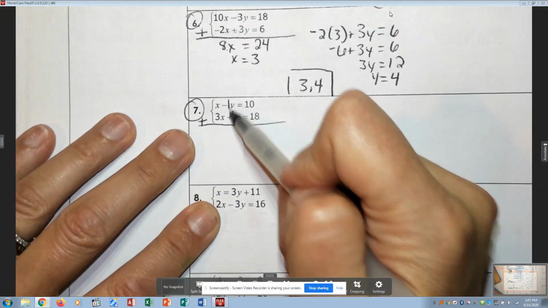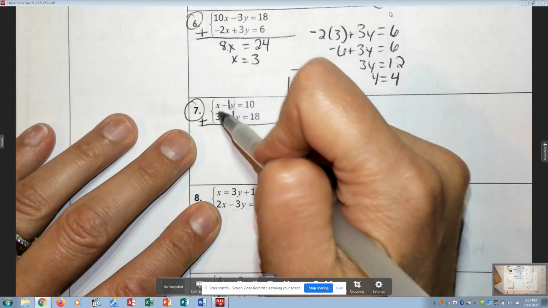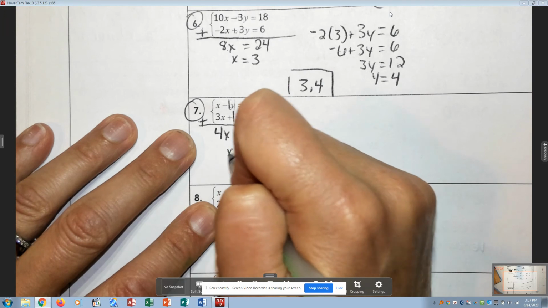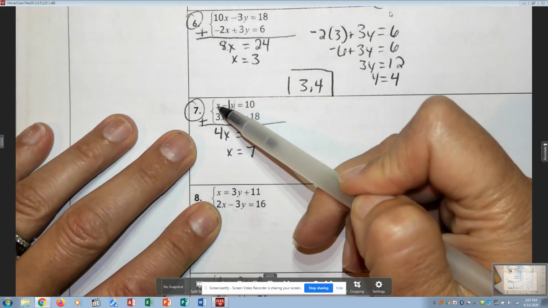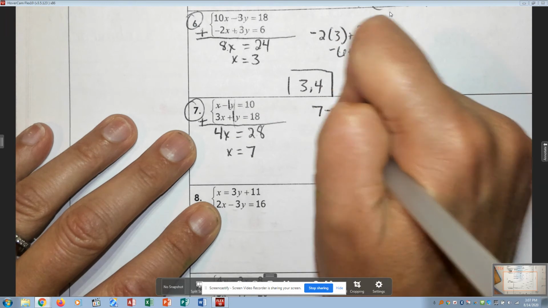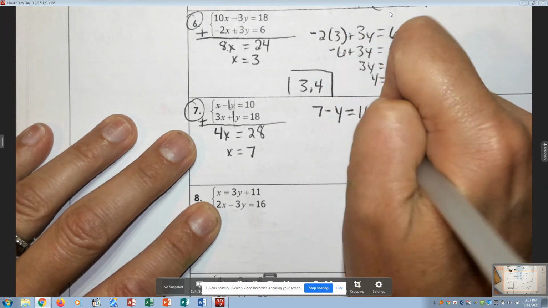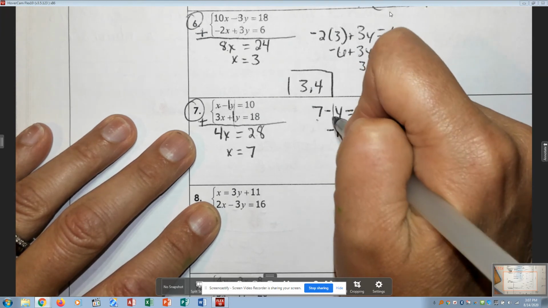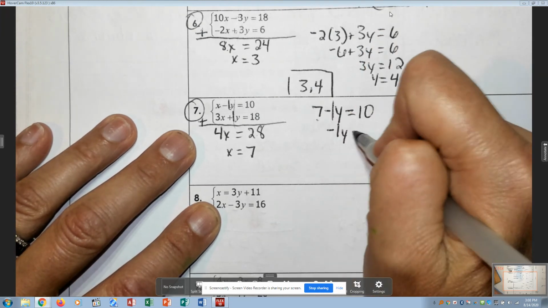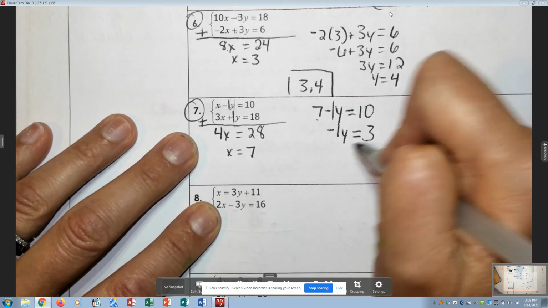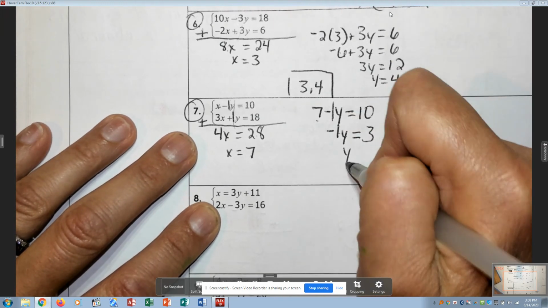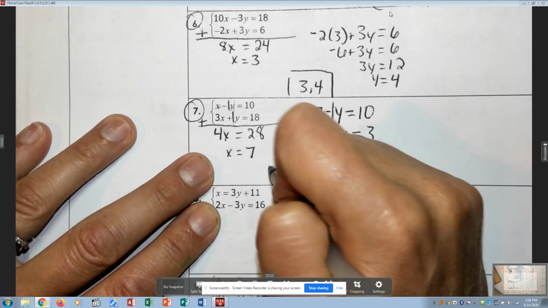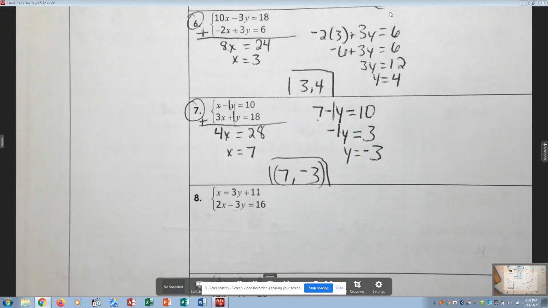Number 7. I can add these. These eliminate. 1x plus 3x is 4x equals 28. Divide by 4, x is equal to 7. I'm going to plug it here. So 7 minus y equals 10. Subtract 7, subtract 7. -1y, remember this naked 1, y has a 1, equals 3. Divide by -1, divide by -1, y equals -3. So the point of intersection here would be (7, -3). Don't forget my parentheses.